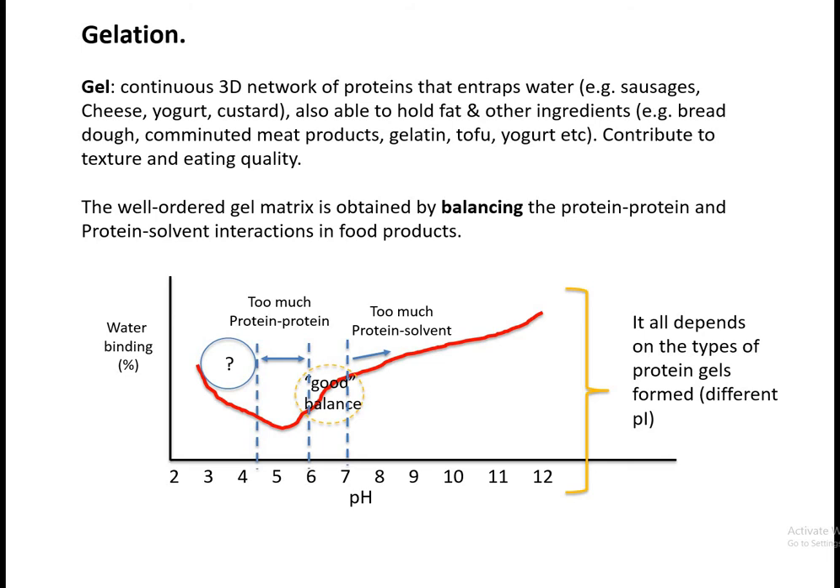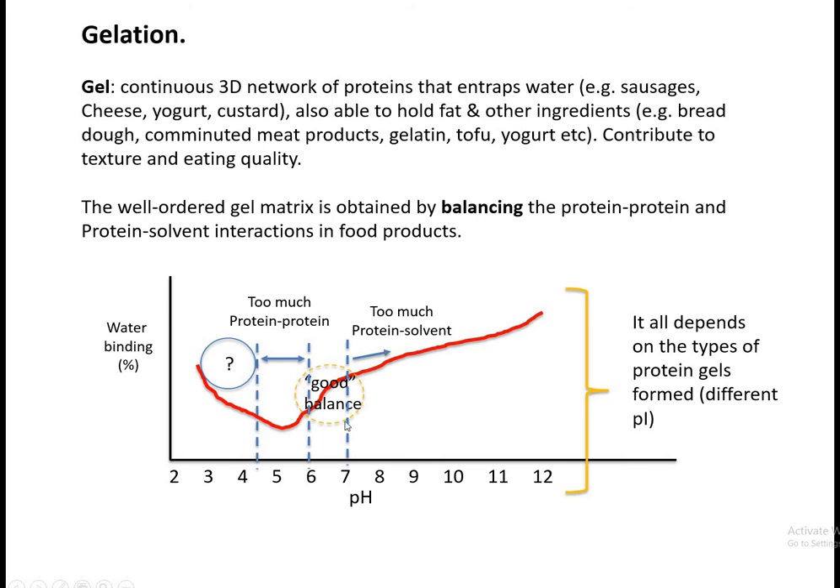You see the gel matrix is obtained by balancing the protein-protein interaction here. In this region of the isoelectric point, the protein-protein interaction is too much. That is not good because you cannot control the amount of water inside the gel. We want the water to be inside. And in this area towards the alkaline region, there are too many protein-solvent interactions.